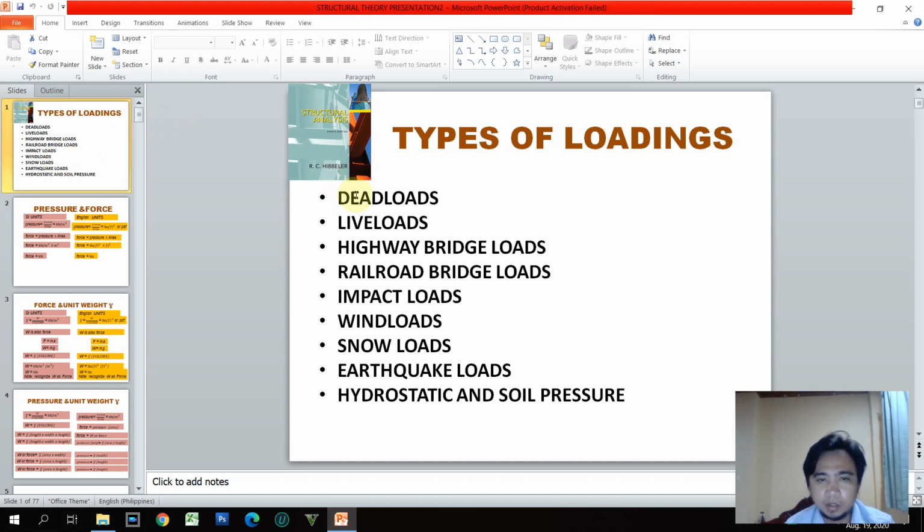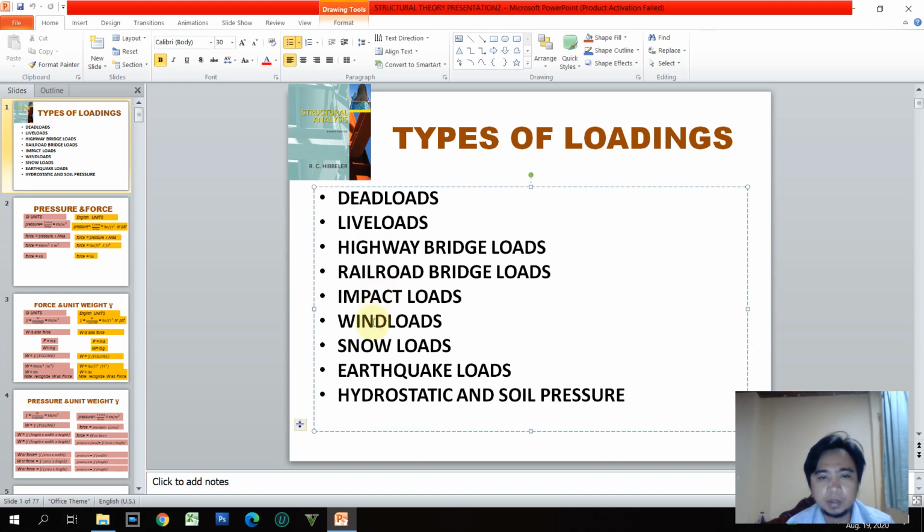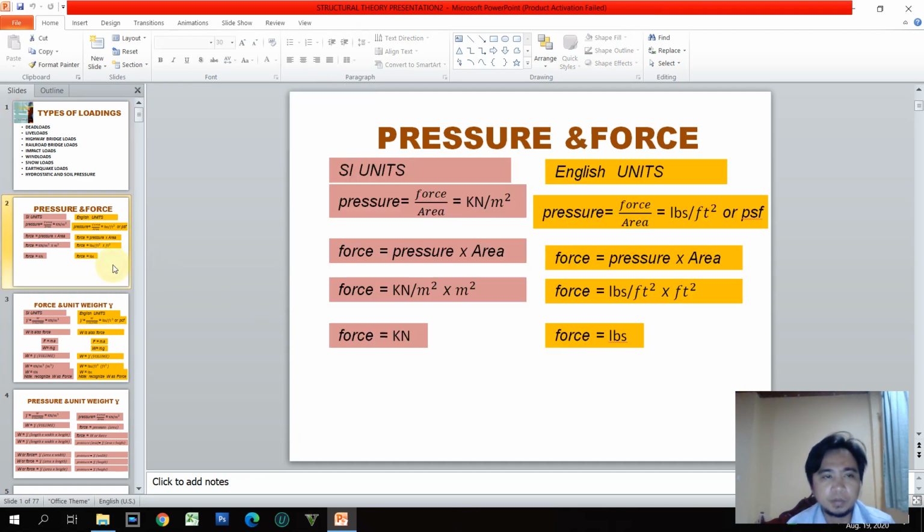Actually, we have dead loads, live loads, highway bridge loads, railroad bridge loads, impact loads, wind loads, snow loads, earthquake loads, hydrostatic, and soil pressure. So before we can discuss the definition of each of those loadings, let us recall the unit pressure and force. So we are going to relate now pressure and force.